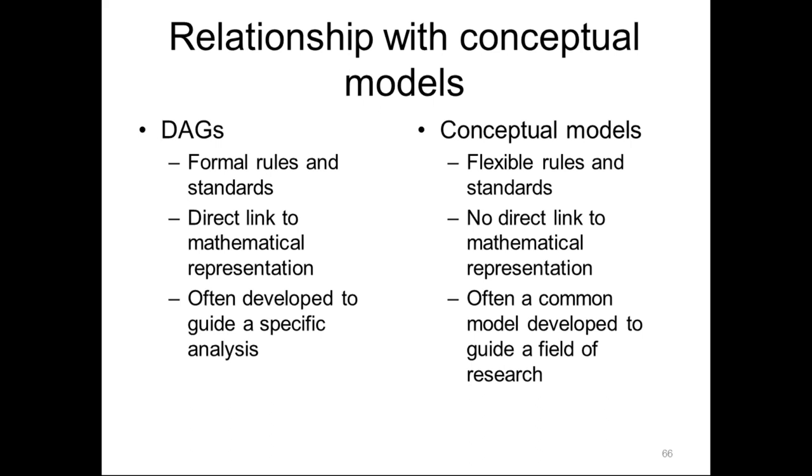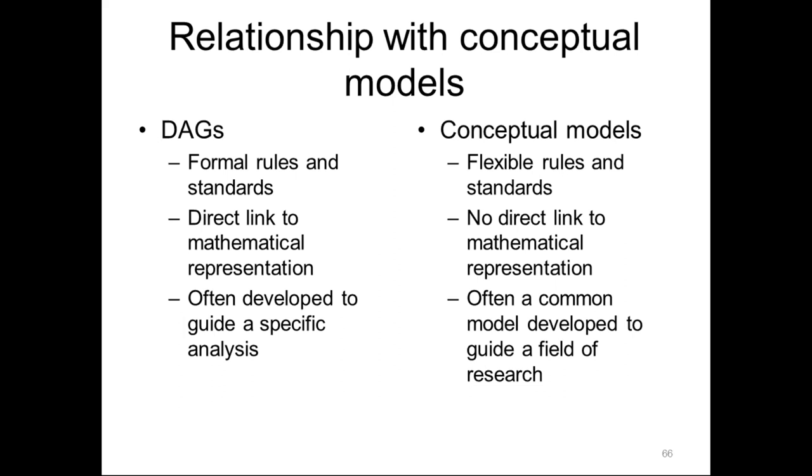DAGs have formal rules and standards, whereas conceptual models are a lot more flexible. DAGs are always going to have these unidirectional arrows, or at least the causal DAGs are. Well, actually, all of them are directed. Those arrows have very specific mathematical meaning. I'm not getting into all the math behind this, but each arrow in a DAG means something mathematical.